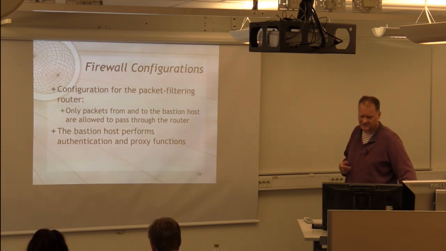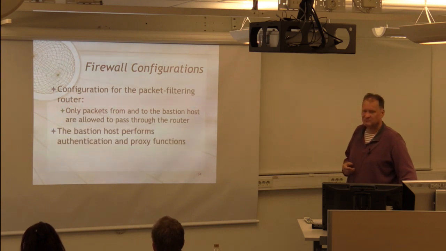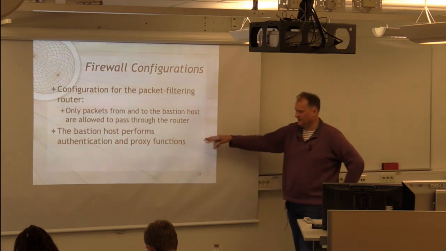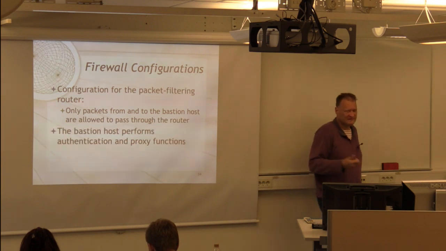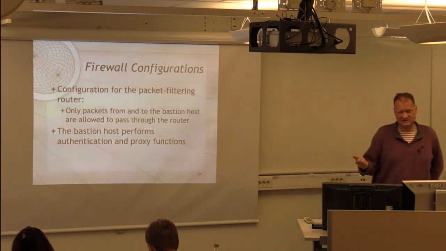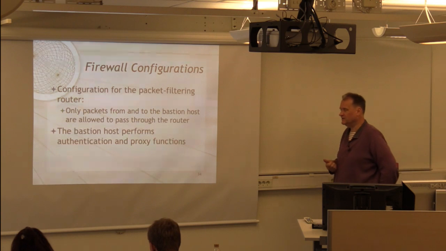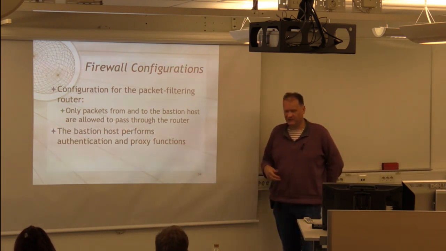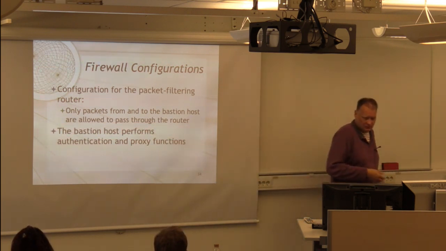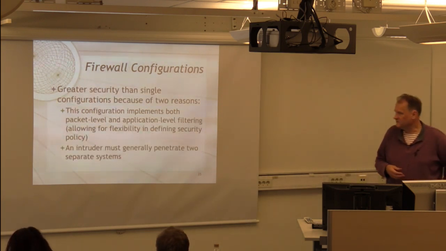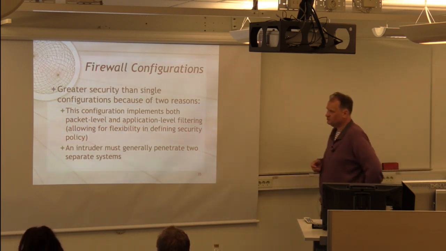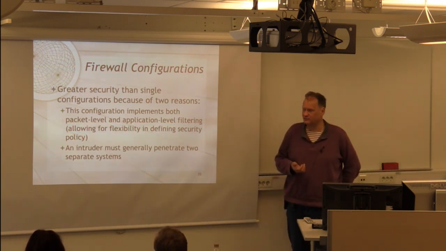Well, we already said that. And we said that the packet filtering router will only allow traffic to the bastion host or to the public service. The bastion host here can do authentication from inside or from the outside. Someone wants to get inside and they need to authenticate in order to be allowed to go in, and do different types of proxy functions, filtering or whatever. So this configuration gives better security because we have two systems that we need to bypass to get in.